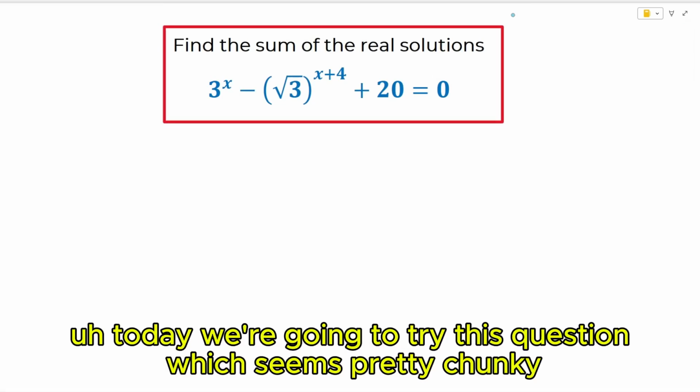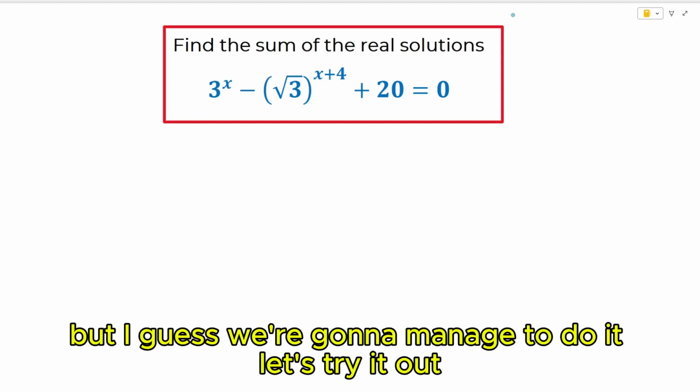Today we're going to try this question, which seems pretty chunky, but I guess we're going to manage to do it. Let's try it out.